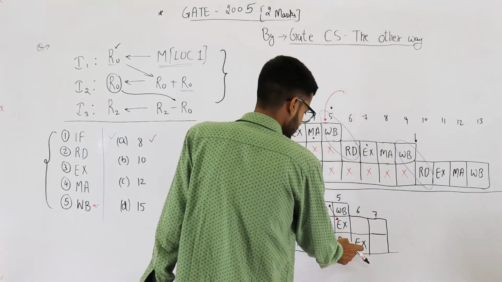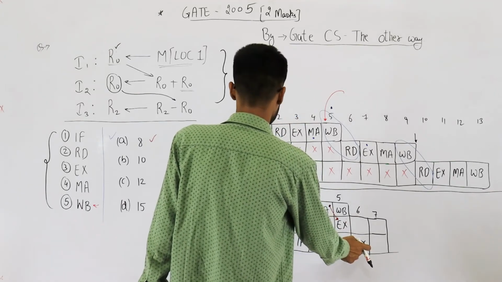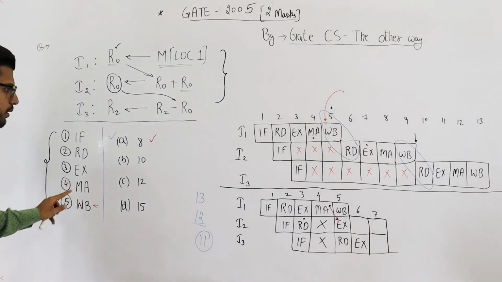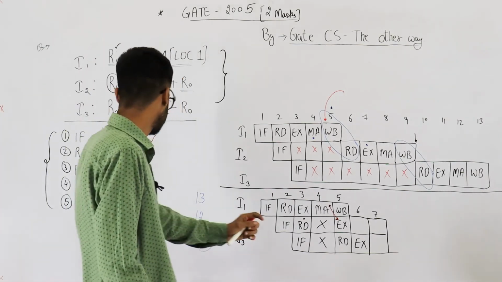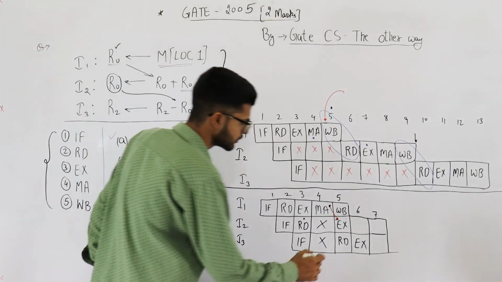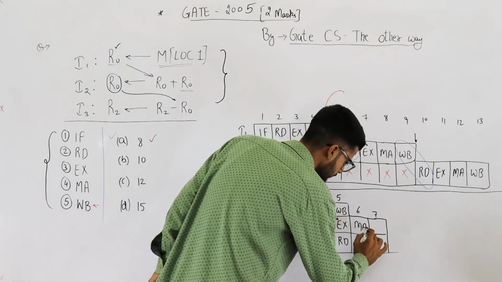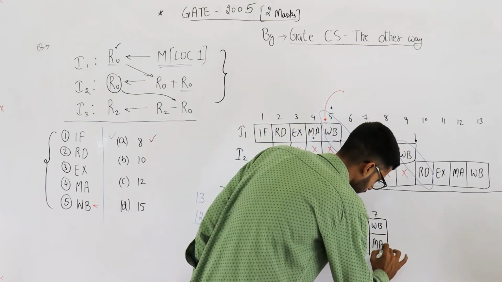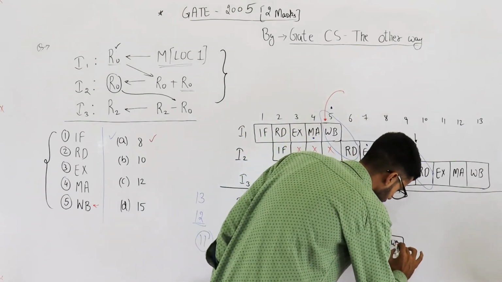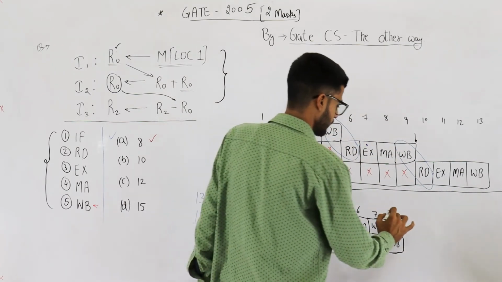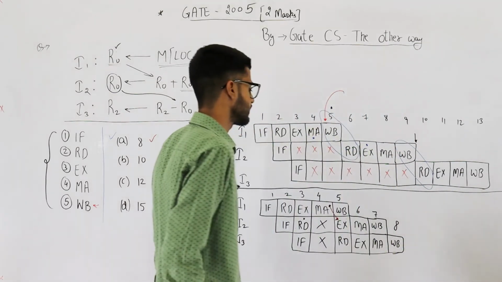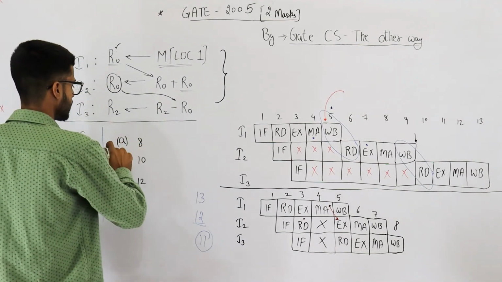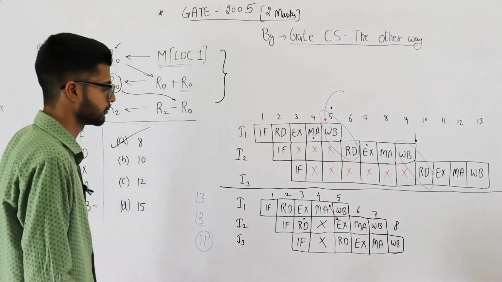Anyways, then we'll execute, just perform the execute stage. After that, we'll require 2 more clock cycles. Okay. Let me just complete it. MA and WB for I2, MA, WB, parallelly MA and WB for I3. So in total, you can see we required 8 clock cycles. So your final answer is option A, 8.